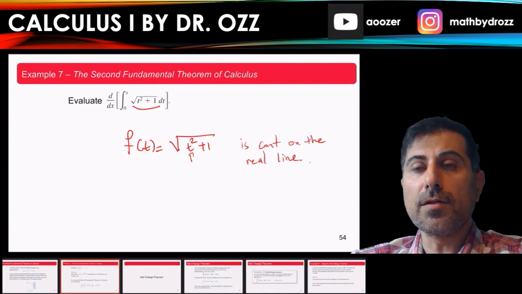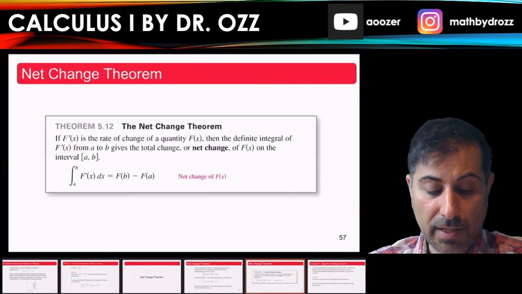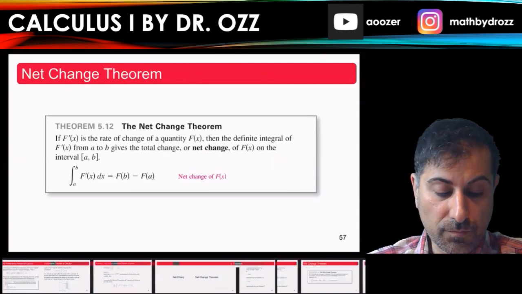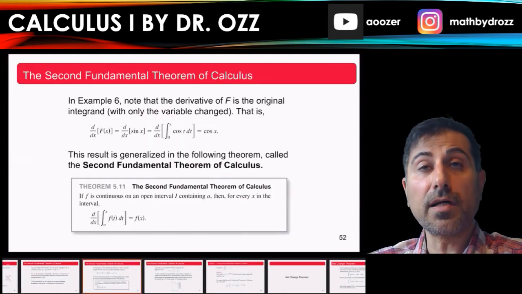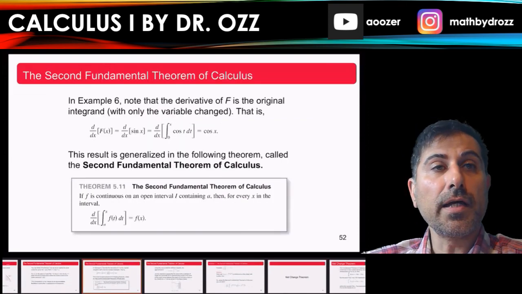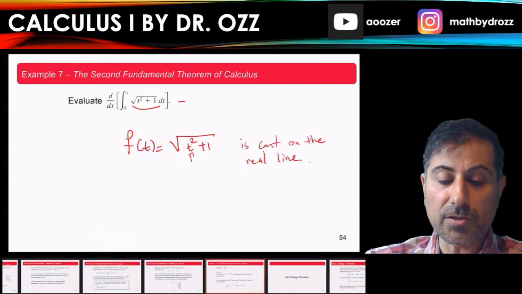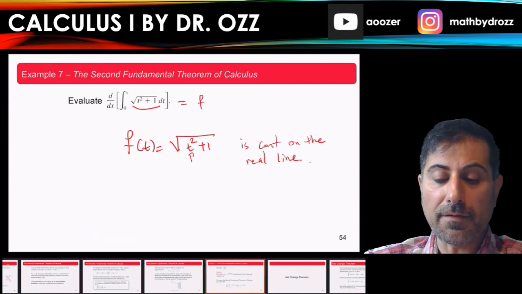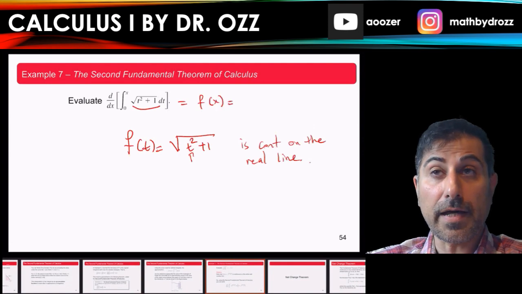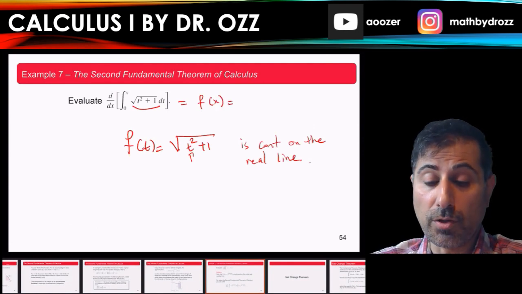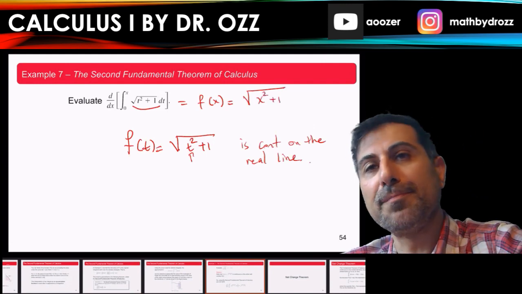Okay, so that fulfills the requirement in the second fundamental theorem of calculus, and the derivative of the definite integral is in fact the same function f of x, so no t anymore, f of x equals radical x squared plus 1.